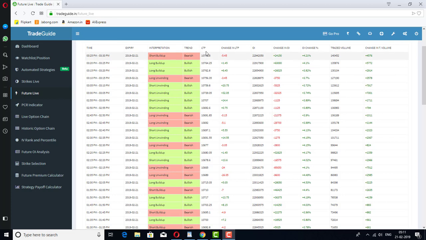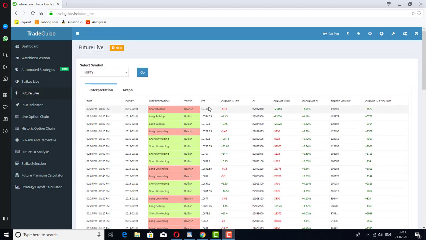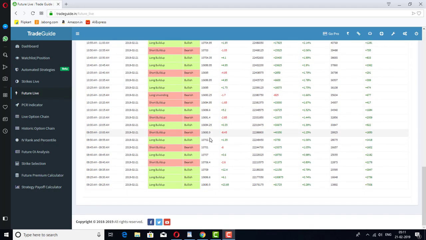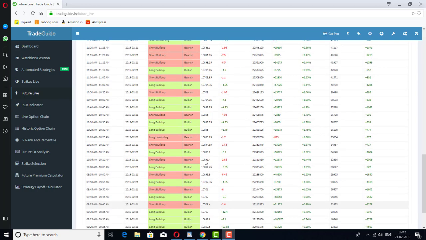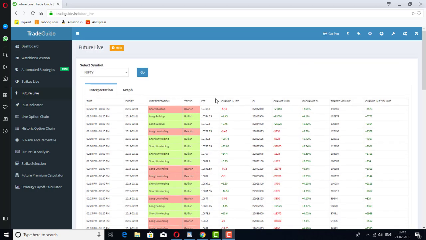The next column is the last traded price. So this is the last traded price for Nifty. Okay. So if I see here, from 9:20 to 9:25, what was the price at which Nifty closed? At 9:25 it is 10,690. At 9:30, Nifty closed at 10,696. At 9:35, Nifty closed at 10,709, and at 9:40, Nifty closed at 10,706. So this basically represents the closing price at every interval of 5 minutes.